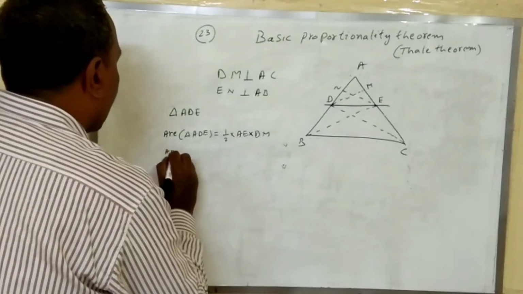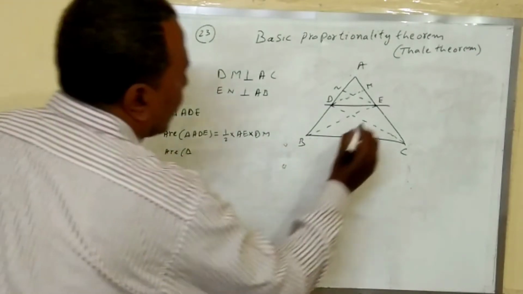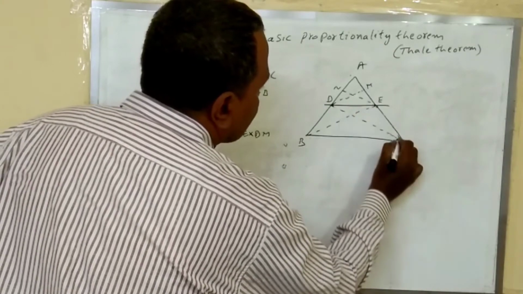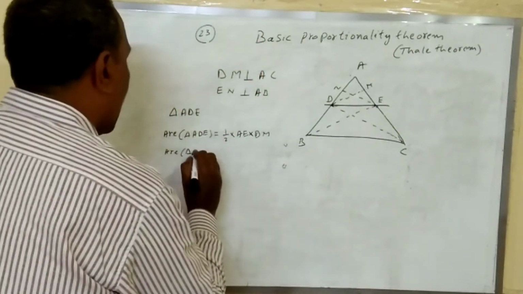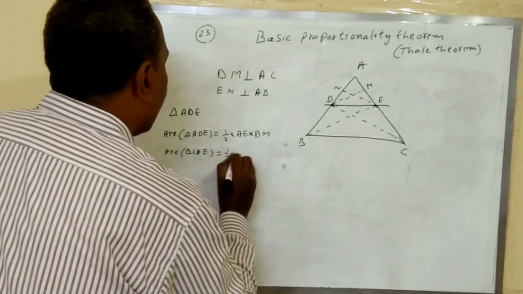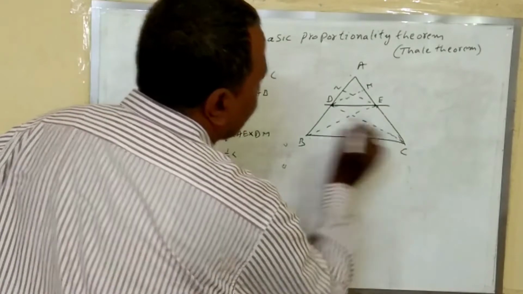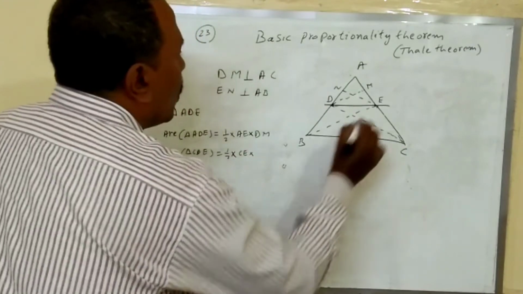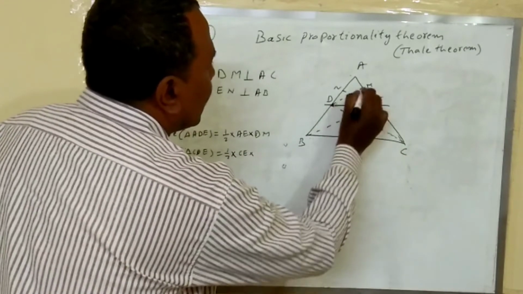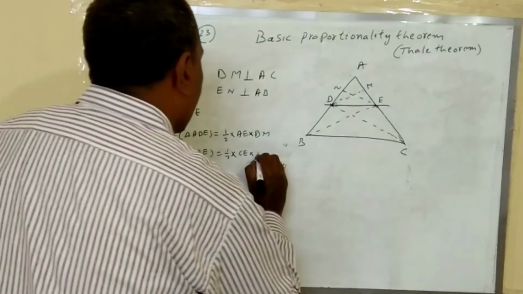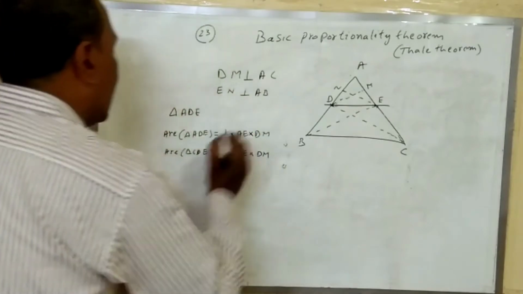Again, area of the triangle. Now you take this triangle CDE. Half CDE is equal to half into, I am taking this as the base, CE, into, what is the height of this triangle? DM is the height, because this is also an obtuse triangle. So DM.